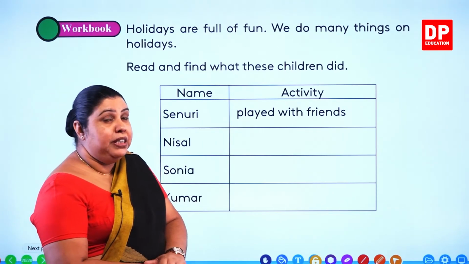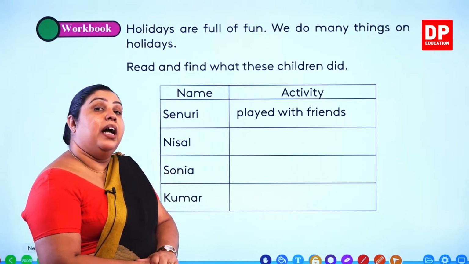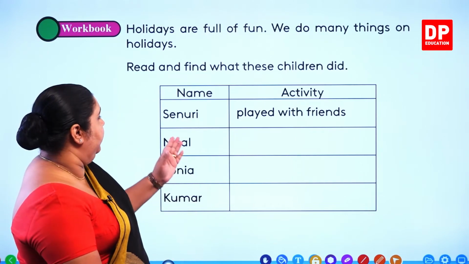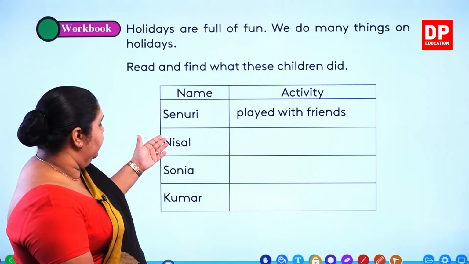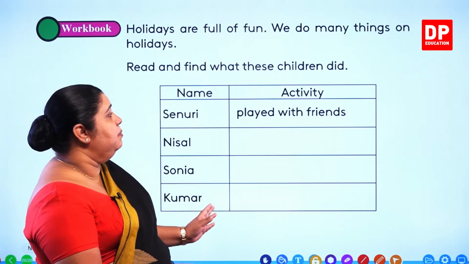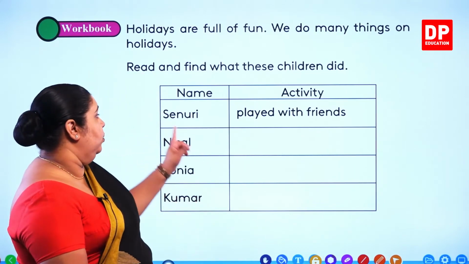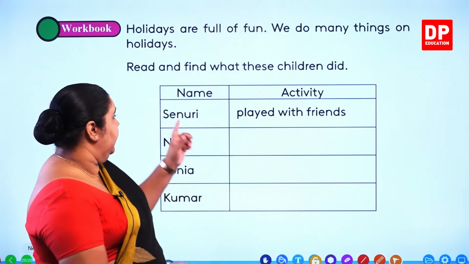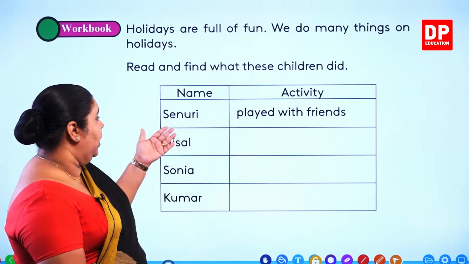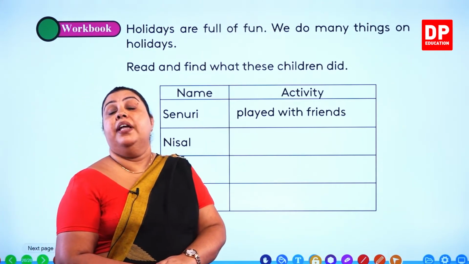Now in your Pupils book, we spoke about certain children and they told us what they did during their holidays. We have Senuri, Nisal, Sonia and Kumar. Now these are the names and these are the activities they did during the holidays. Now the first one is done for us. Senuri played with friends. We have to write what Nisal, Sonia and Kumar did on their holidays.